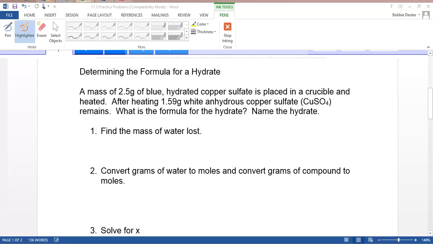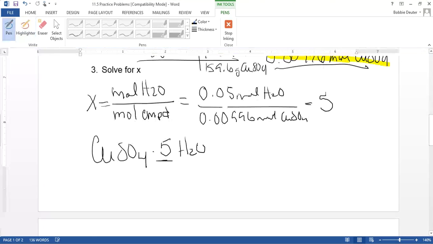So 0.00996 moles of copper sulfate. Okay, we divide that out and we get 5. If you have 5.002, it's still 5, so we're going to go with that. So here's how we're going to write this. We write the compound CuSO4, 5, because this becomes the X that we were looking for at the beginning, H2O.